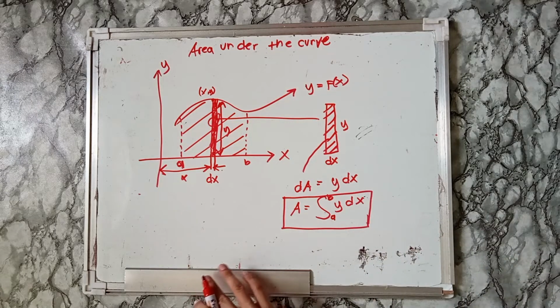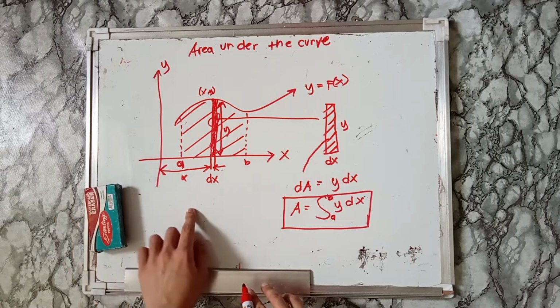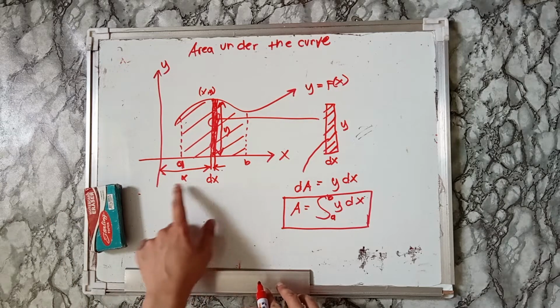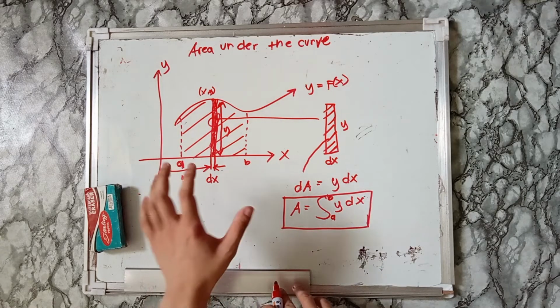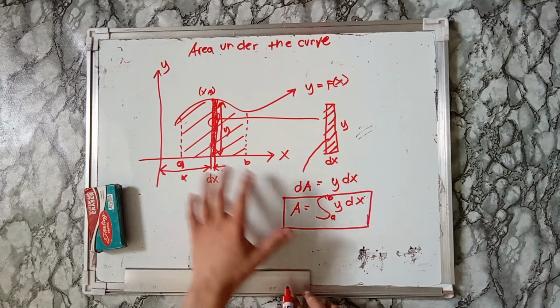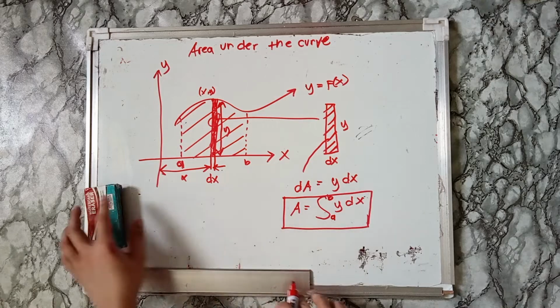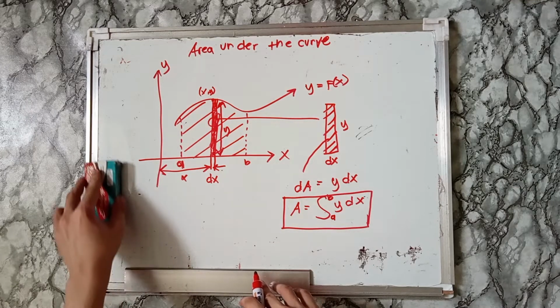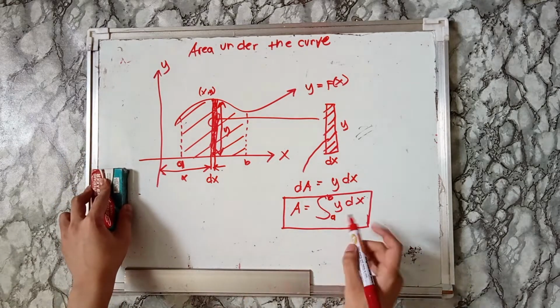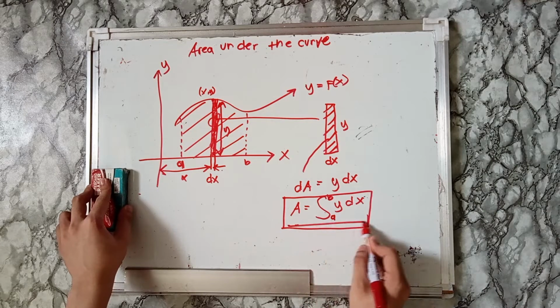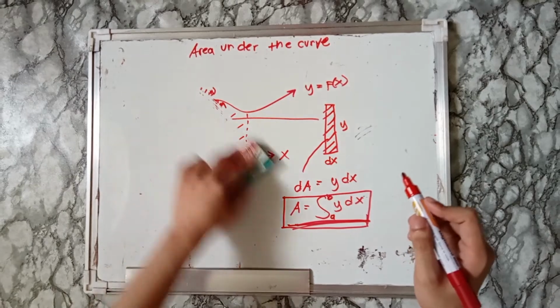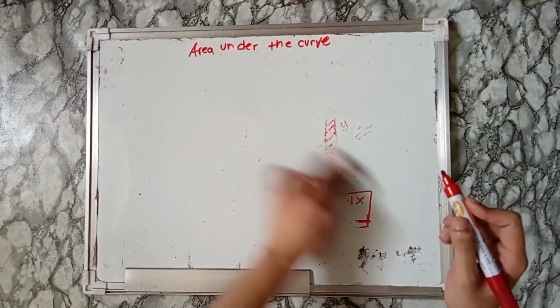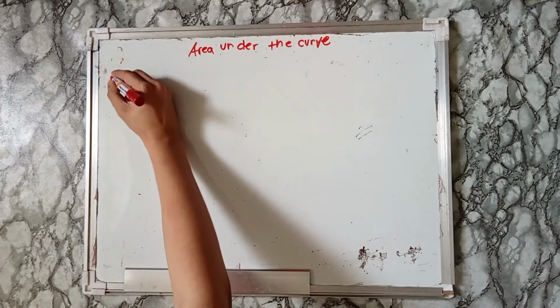Now let me give you an example. Let me erase this first. So remember that always plot the graph and label it so that we know how to get the area. Now let me give you an example. So remember this. Now example number 1.